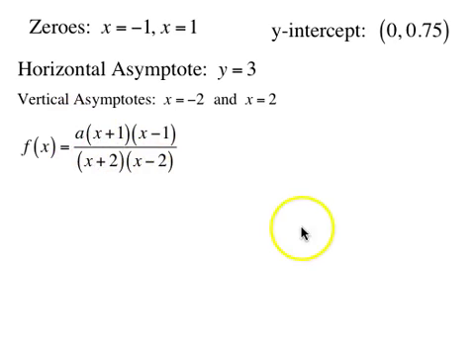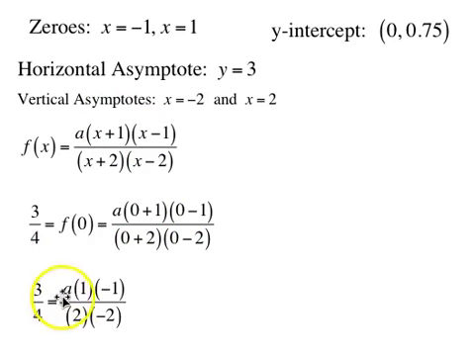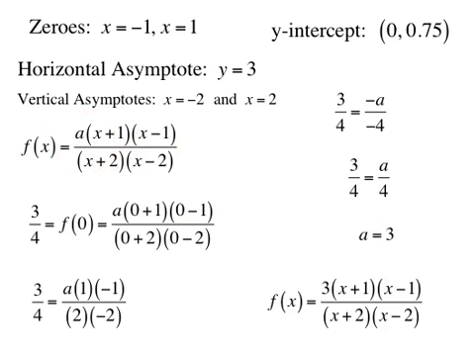And again, I have to solve for a. But f of 0 is 0.75 or 3/4. So 3/4 is f of 0. Plugging in 0, 0 plus 1, 0 minus 1, over 0 plus 2, 0 minus 2. So 3/4 is a times 1 times -1, over 2 times -2. So 3/4 is -a over -4. A over -4, of course, is a over 4. Multiplying both sides by 4, we get a is 3. So just substitute that 3 in for a, and we have the value of our function. f of x is 3 times x plus 1 times x minus 1 over x plus 2 times x minus 2.